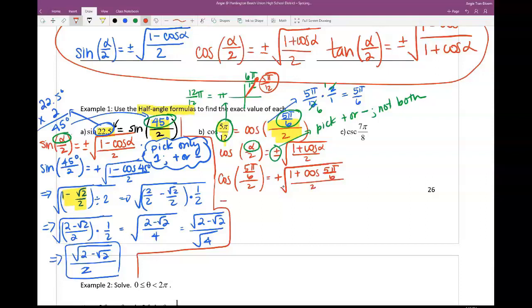And slowly work out your algebra 1 skills, okay? So now, since we have chosen positive, I don't have to write the positive in front all the time. So it's going to be 1 plus. What is cosine of 5 pi over 6? I would love it if you write the answer down for me. Cosine of 5 pi over 6 is what?